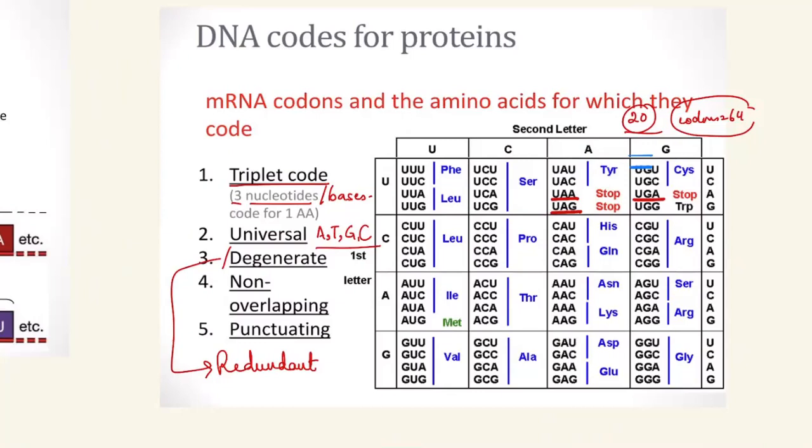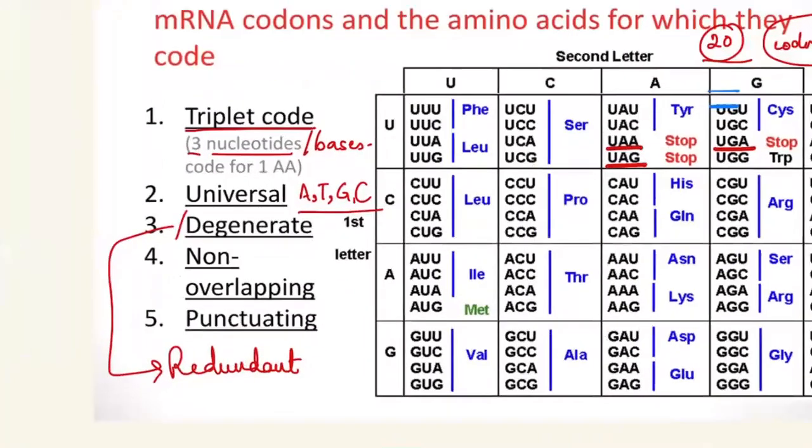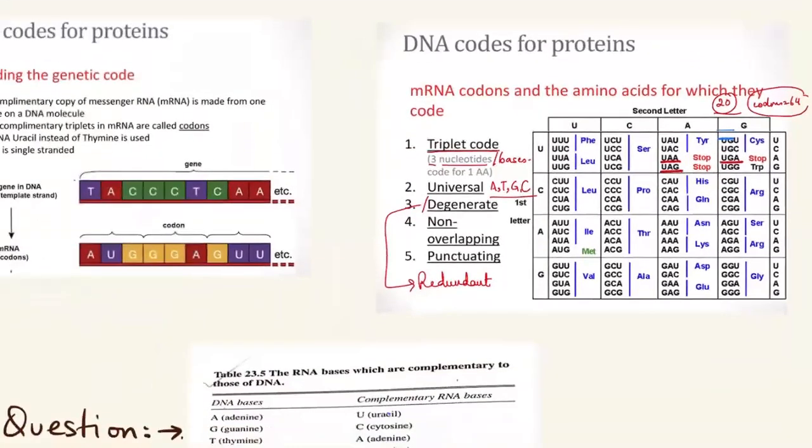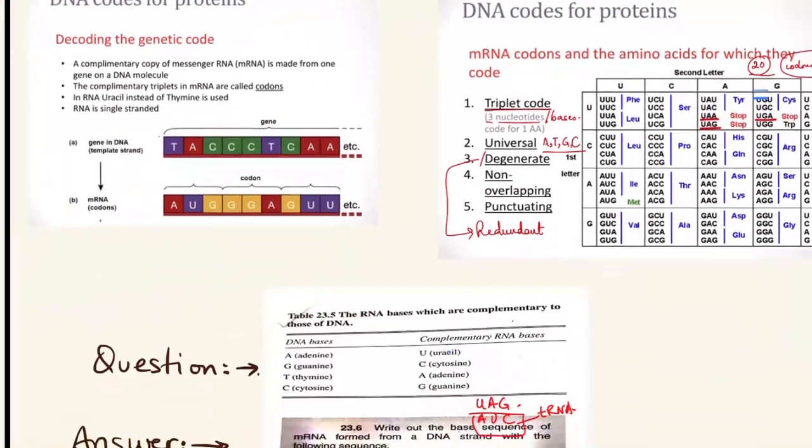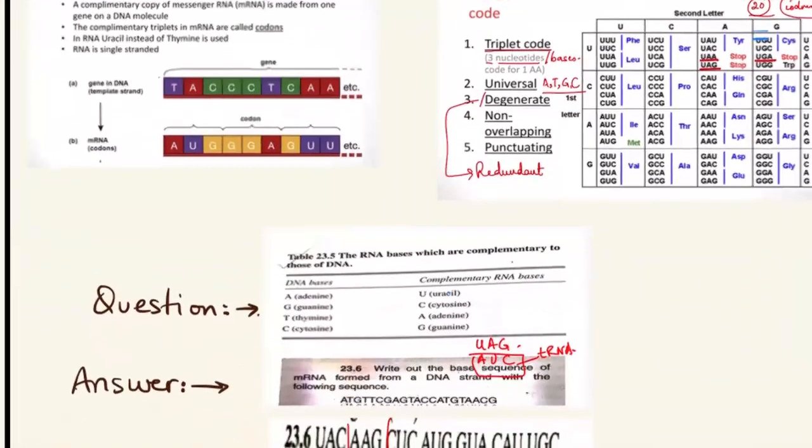So we say our DNA code is a triplet code, number one. Our DNA code is universal. All of us share the same bases. Number two, our DNA code is redundant or degenerate. Number three, our DNA code is punctuating, number four, and our DNA code is non-overlapping, number five. Now, non-overlapping means that we can read the DNA code in a certain sequence only. How?